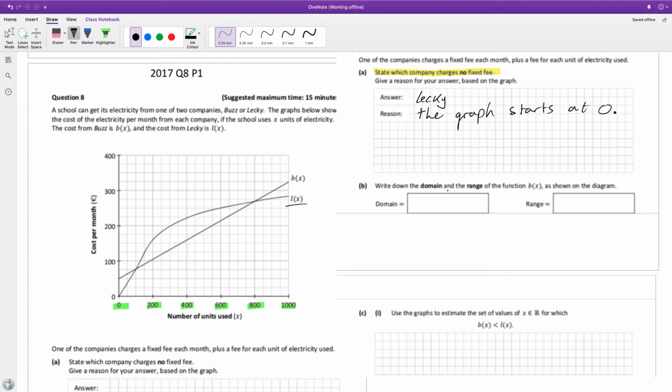See if you can figure out what the domain and range of B(x) is. What does B(x) stand for? Which one is B(x)? Buzz. See if you can figure out what the domain and the range is. See if you remember what domain and range are. We covered them.